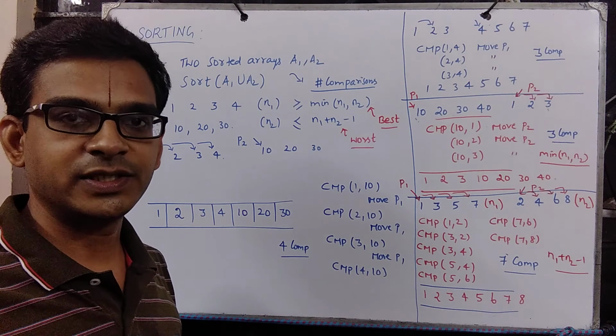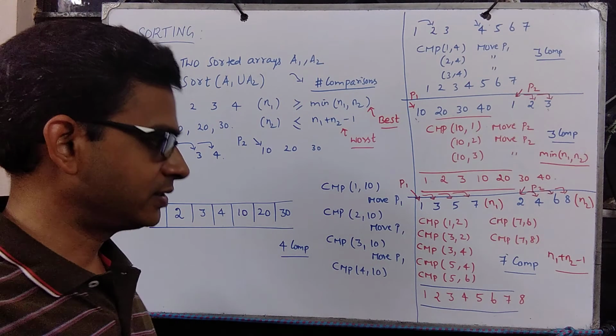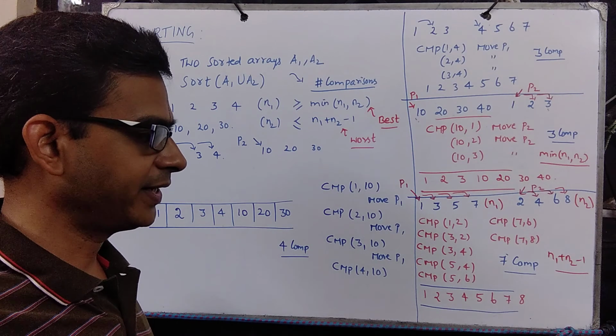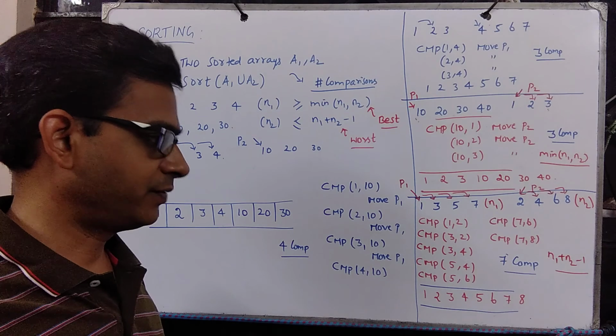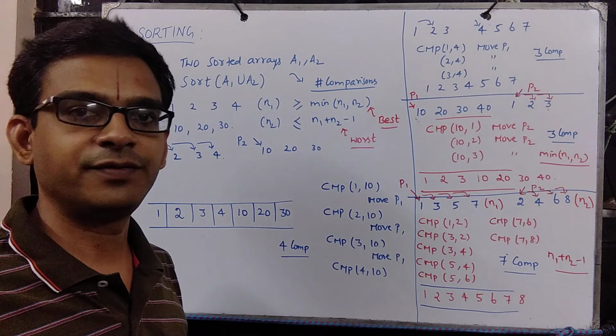And our ultimate question is, is this algorithm running in time better than theta of n square? Is it little o of n square? That question also we will address.